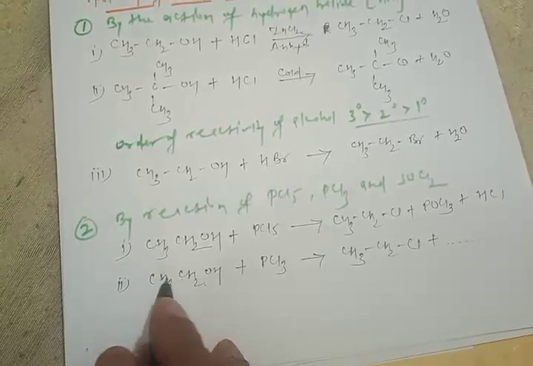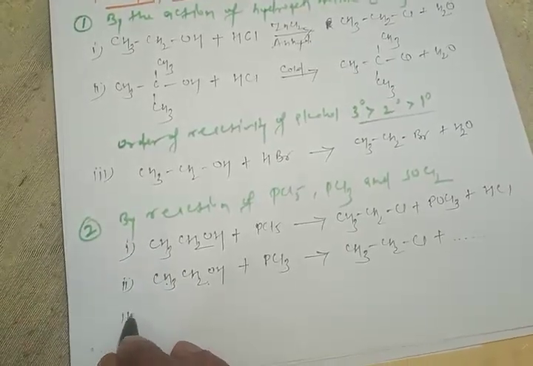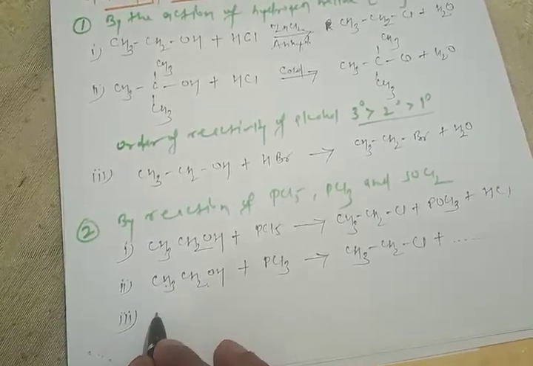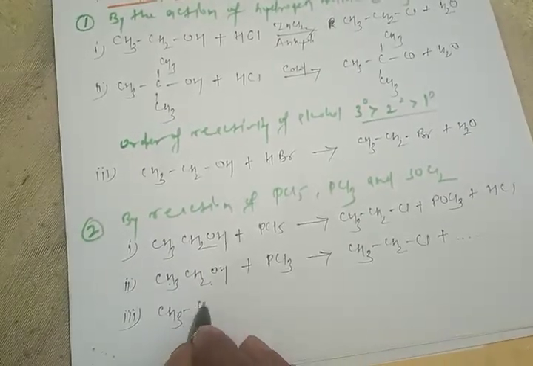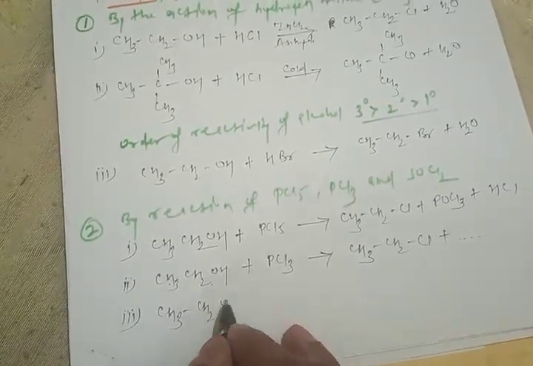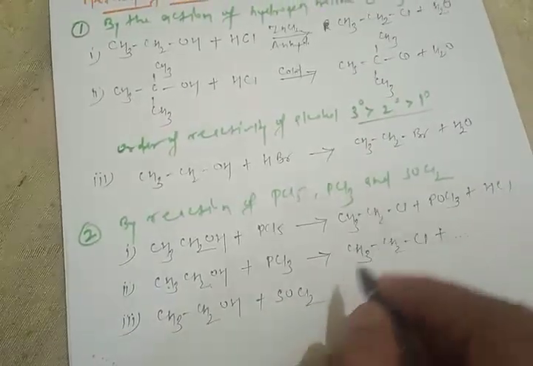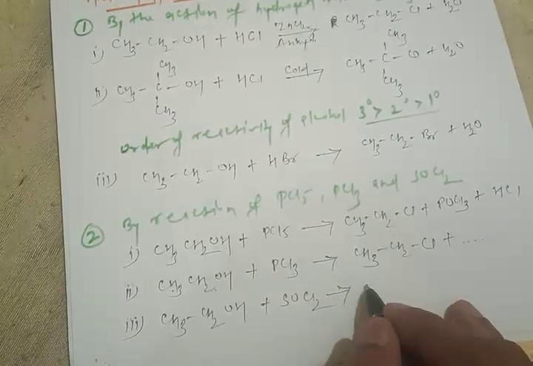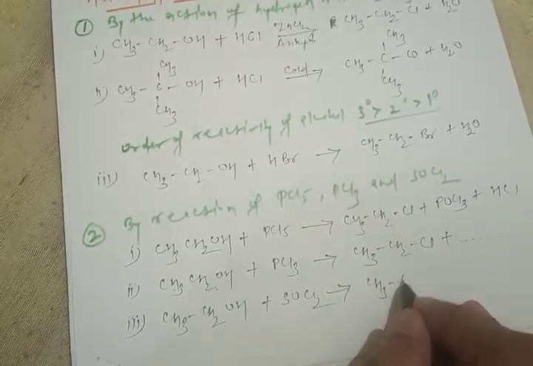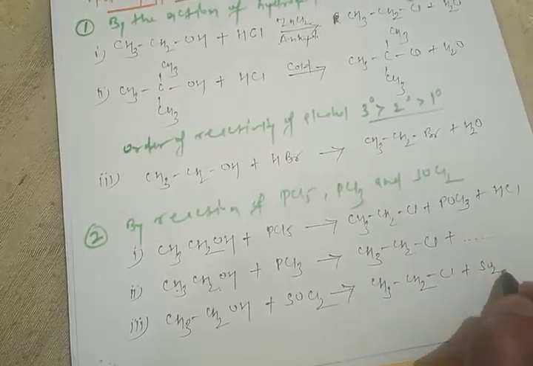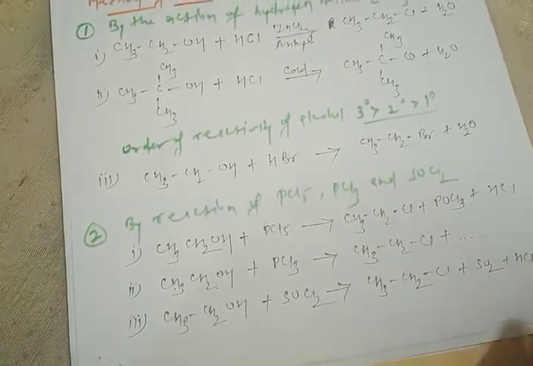And the third one is thionyl chloride. So again we have CH3CH2OH plus SOCl2, so this will give you CH3CH2Cl plus SO2 and HCl.